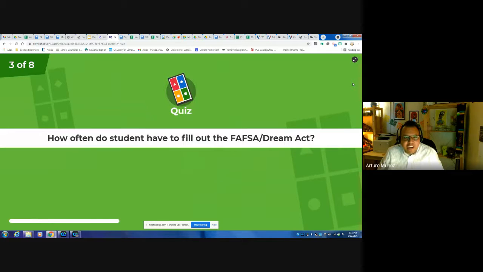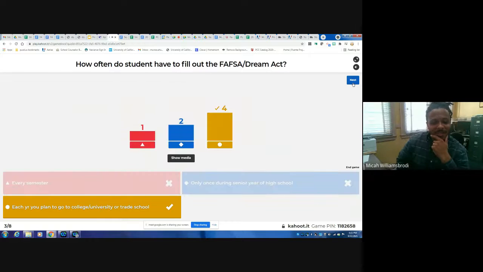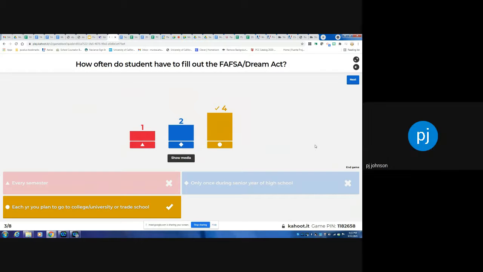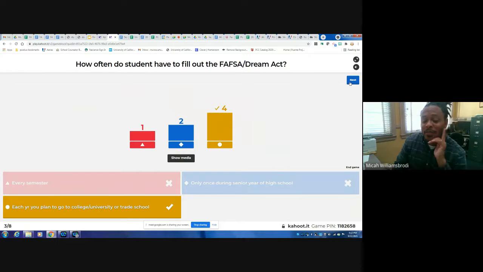Question: how often do students have to fill out the FAFSA or DREAM Act? Triangle is every semester. Circle is each year you plan to go to college, university, or trade school. Or diamond, only once during the senior year of high school. 4 people got the circle, and that is correct. Each year you plan to go to college, university, or trade school is when you do your FAFSA or DREAM Act. But you do have to do it your senior year of high school.